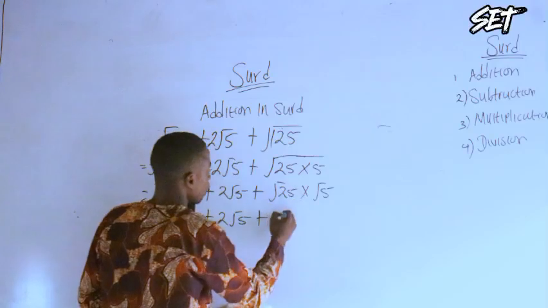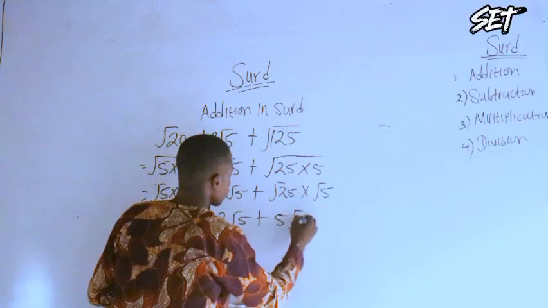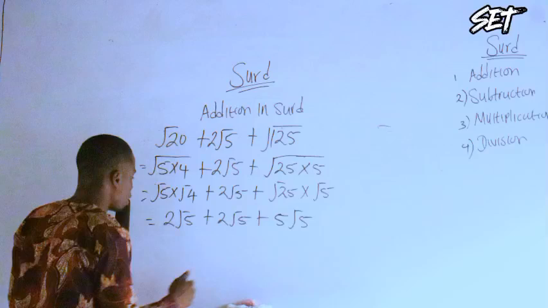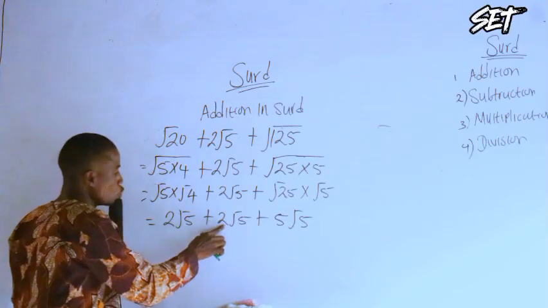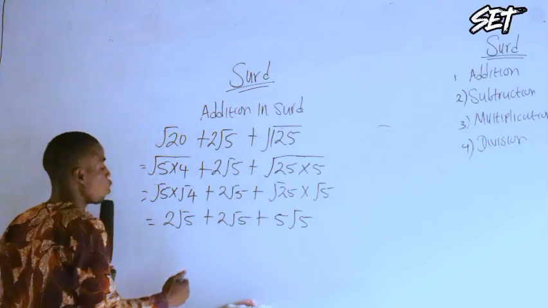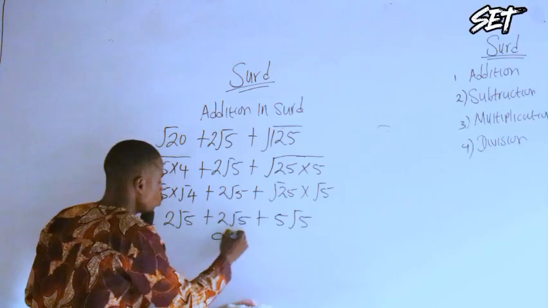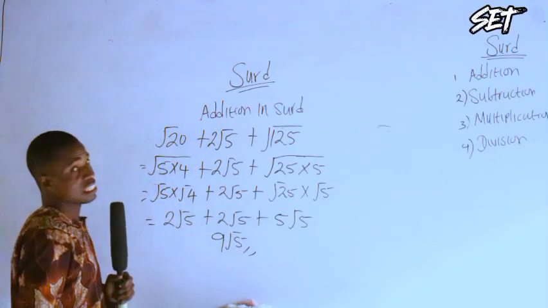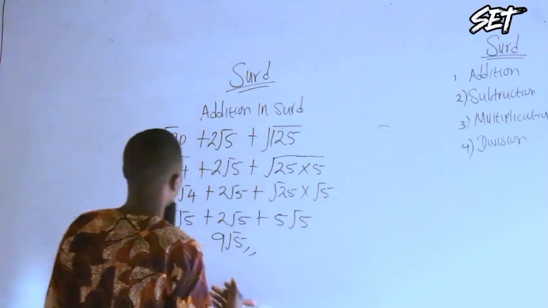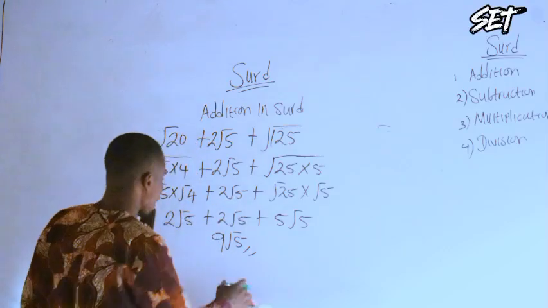Now, this one will be 5 root 5. You can now add all of them together: 2 plus 2 plus 5. It will be 9 root 5. That's the answer. This is the one that is very simple as ABC.